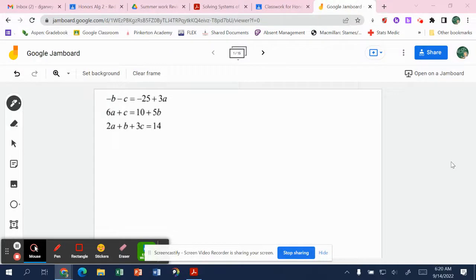All right, so this is summer work 3, number 13. And you can see you have 3 equations, but they're not all in standard form. So the first thing I would do is put them all in standard form.